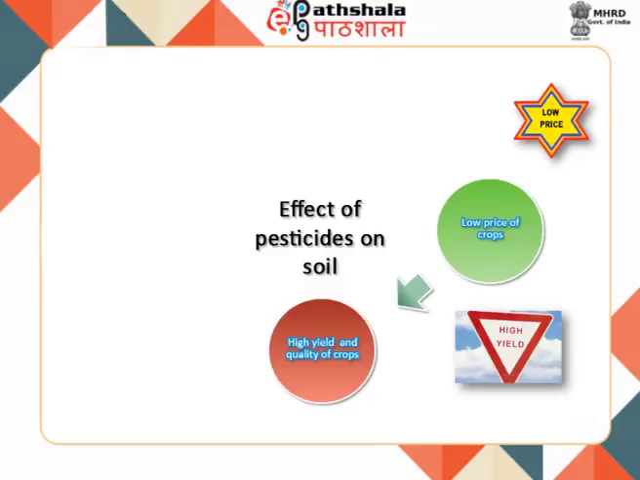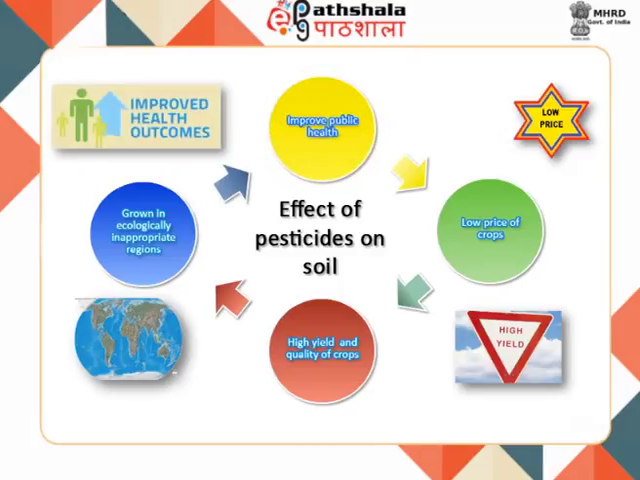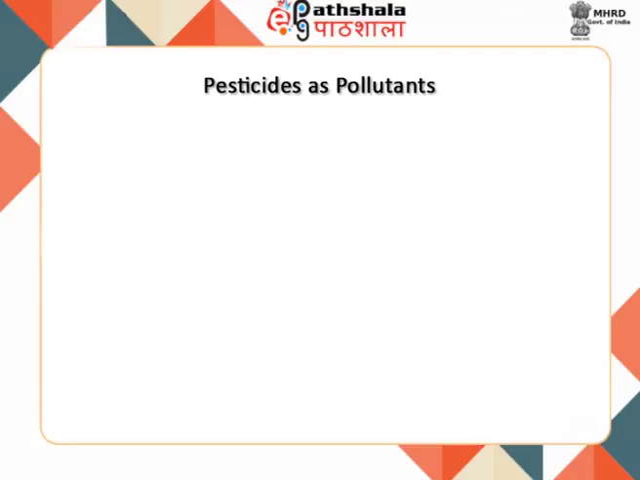Crops can be grown in ecologically inappropriate regions where they could not otherwise be reliably grown due to pest attack. They improve public health by killing disease-carrying organisms like mosquitoes, flies, ticks, and rats. Now, let us study pesticides as pollutants.